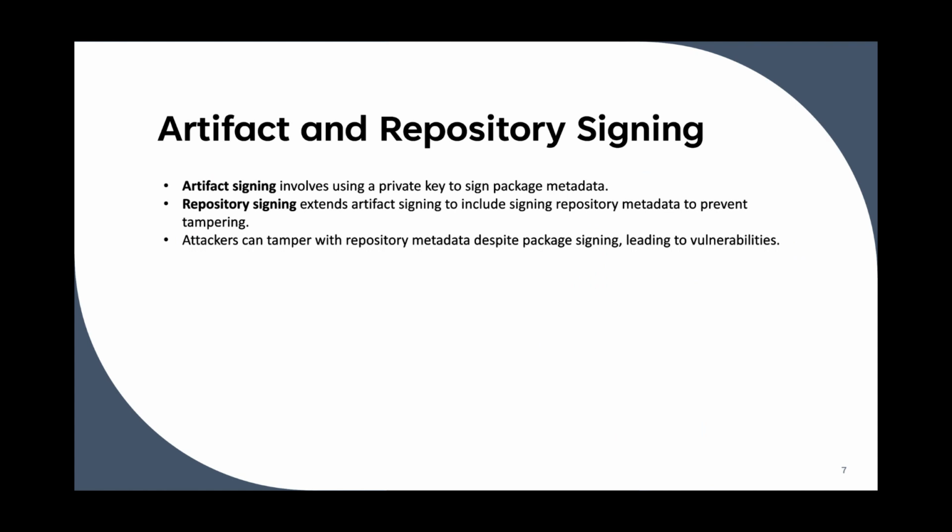Artifact and repository signing. Artifact signing involves using a private key to sign package metadata. Repository signing extends artifact signing to include signing repository metadata to prevent tampering. Attackers can tamper with repository metadata despite package signing, leading to vulnerabilities.